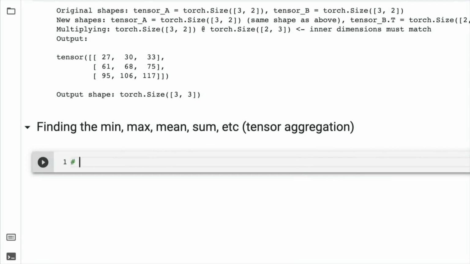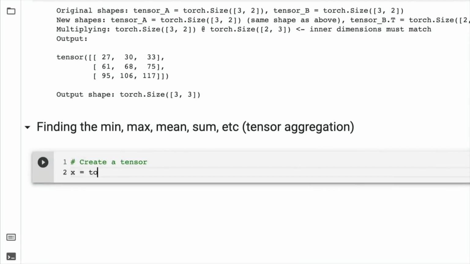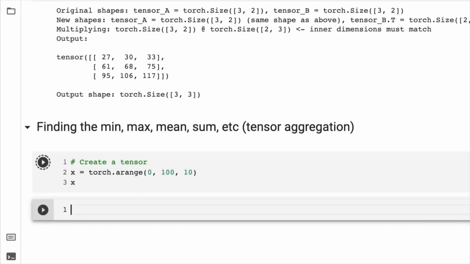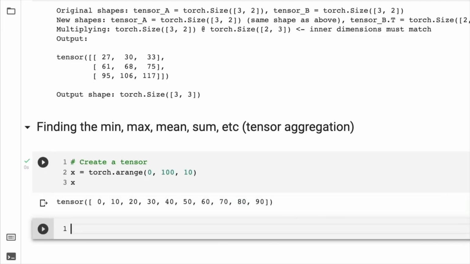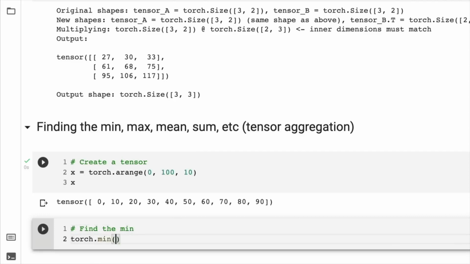So let's create a tensor. Create a tensor, x equals torch.arange. We'll create maybe a 0 to 100 with a step of 10. Sounds good to me. And we can find the min by going, can we do torch.min? Maybe we can.